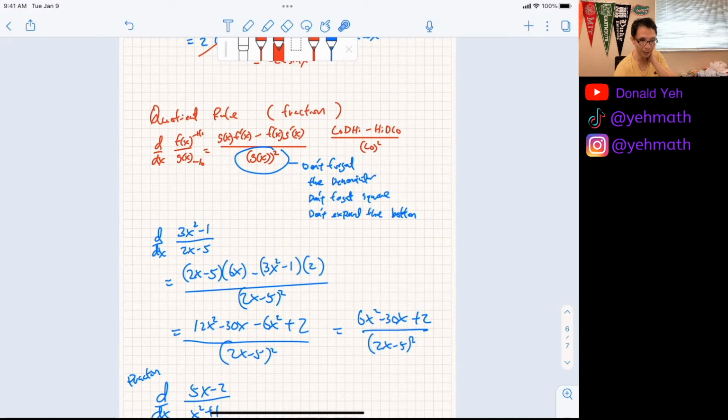I remember a sad face every time I see the quotient rule. I think about drawing: you start from low, go to high, and you draw a line here. So low d high minus high d low.